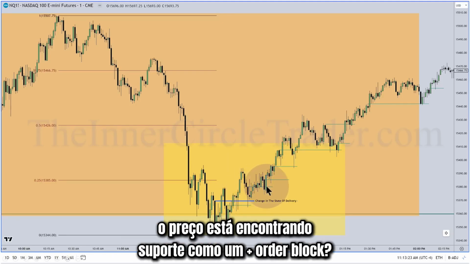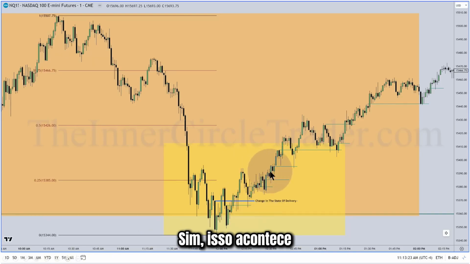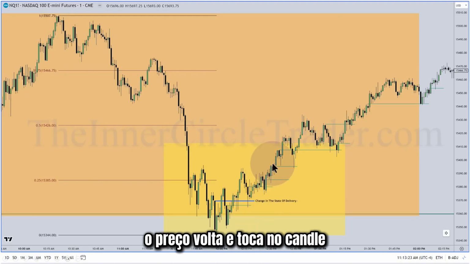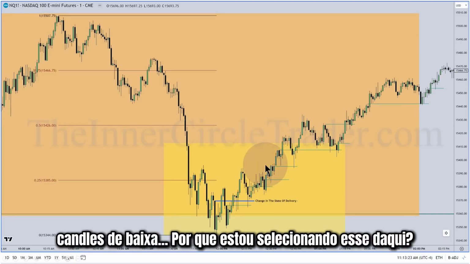Is price supporting it as a bullish order block? Yes. It's not going below it. Does price go higher and take out a high? Yes, it does. We have a down close candle. Does price go down into it, reject that area, leave it and break a high? Yes. Down close candles here.